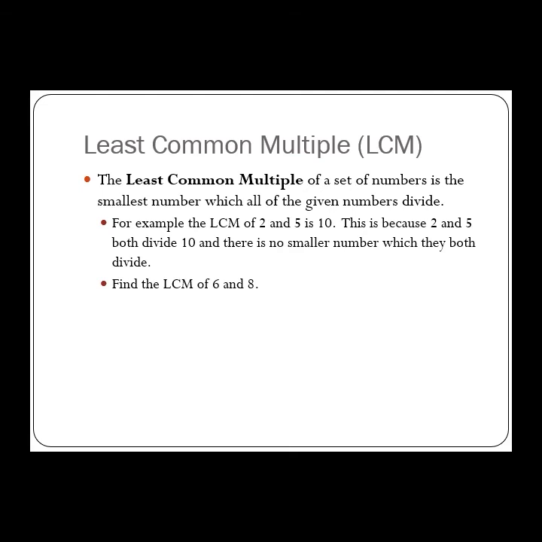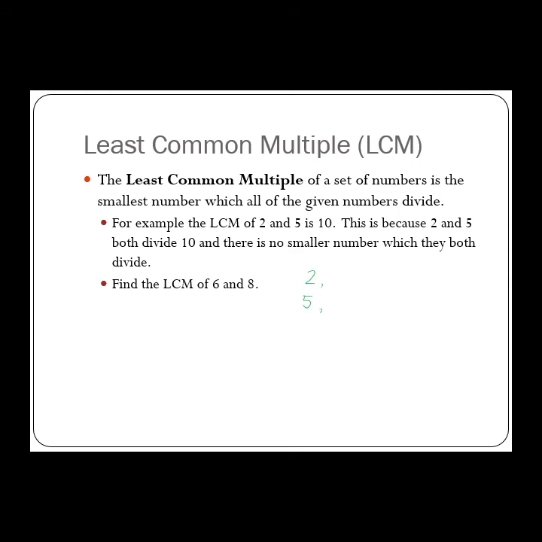The last thing you'll come across in the homework is the least common multiple. This is the smallest number that both 2 and 5 divide into. So it's the smallest number that's a multiple of both 2 and 5. So in that case, 2 and 5, we get 10. And one of the techniques I do is to write out the different multiples.